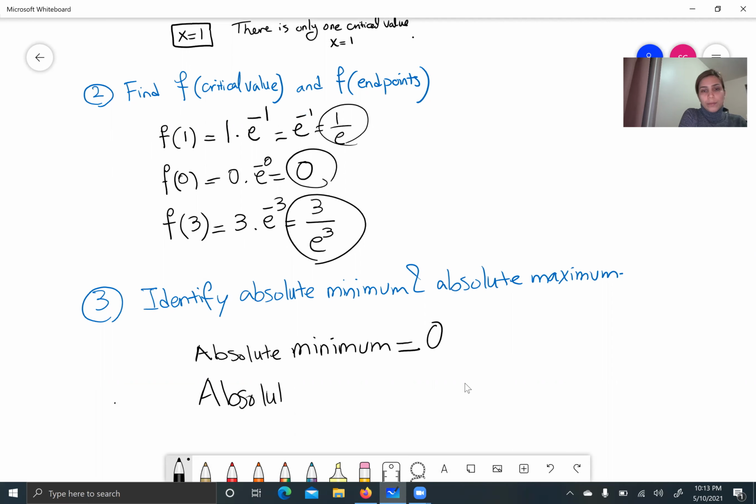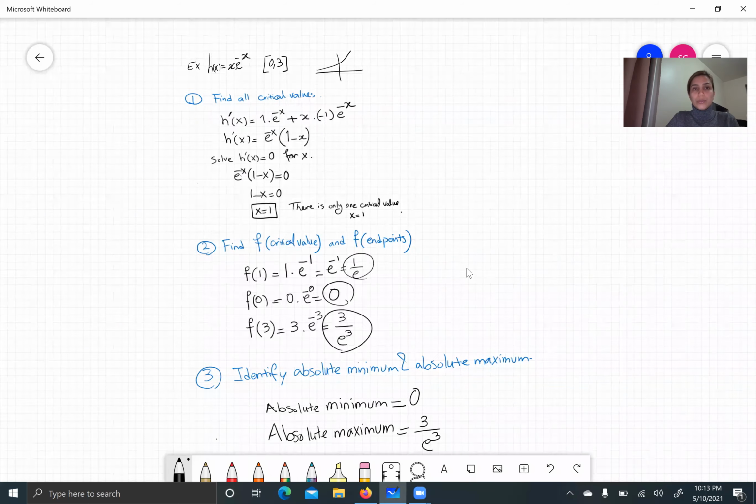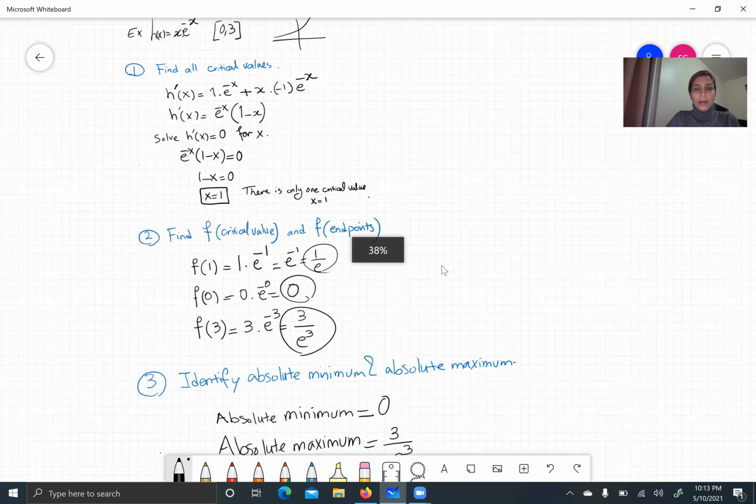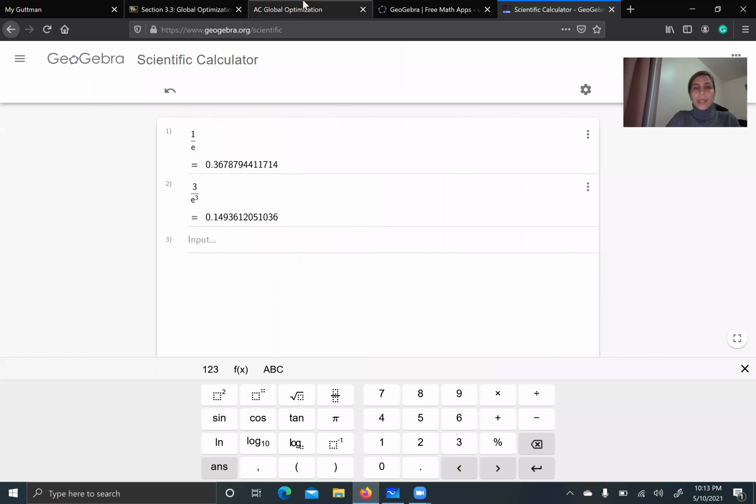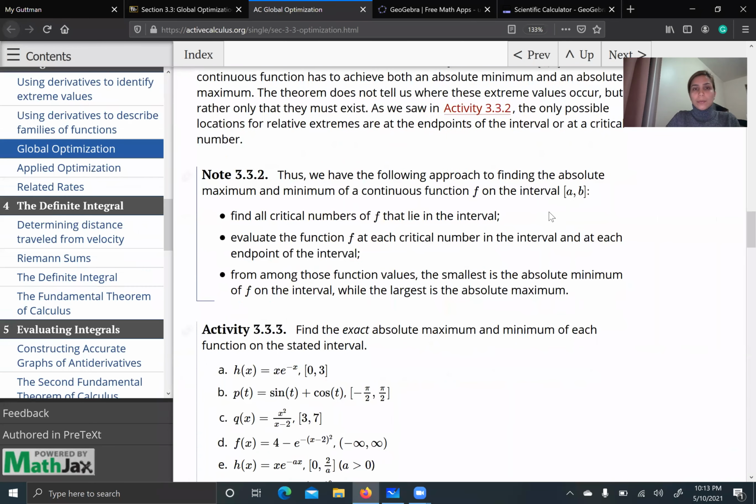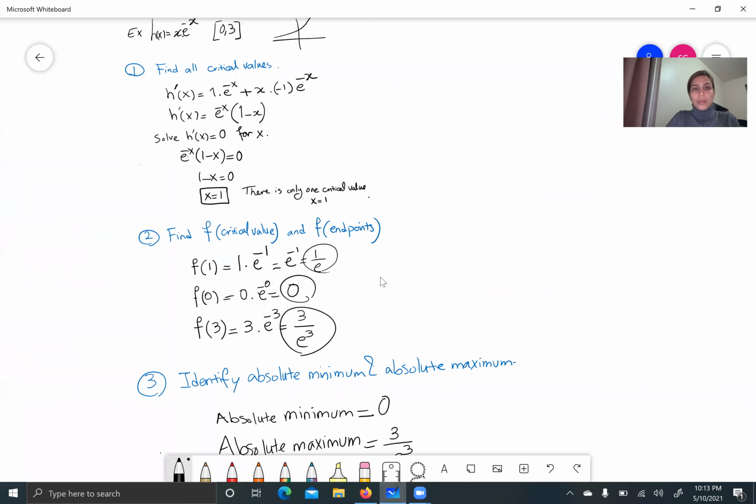So the absolute maximum is 3 over e to the 3. So that's it. In this example, you saw all the steps. Every time you want to determine the absolute maximum and absolute minimum, you need to do these 3 steps. Here is a worked example where the function is continuous over the closed interval 0 to 3, and the question is to find the absolute max and min.